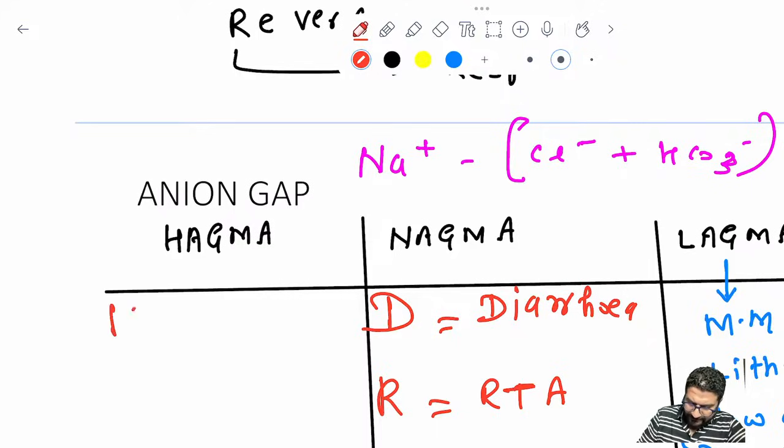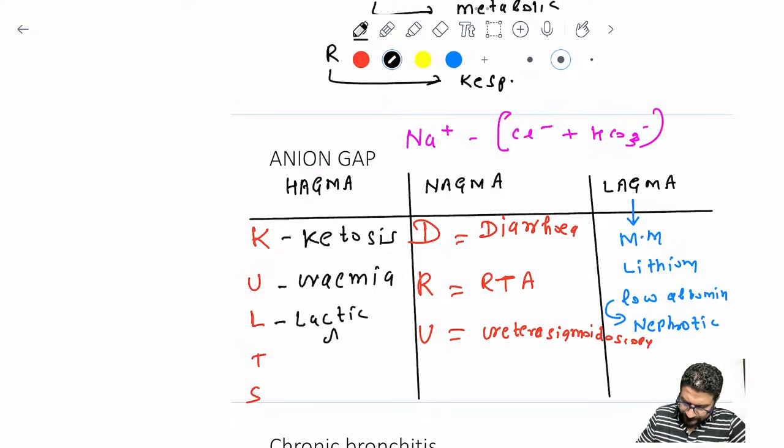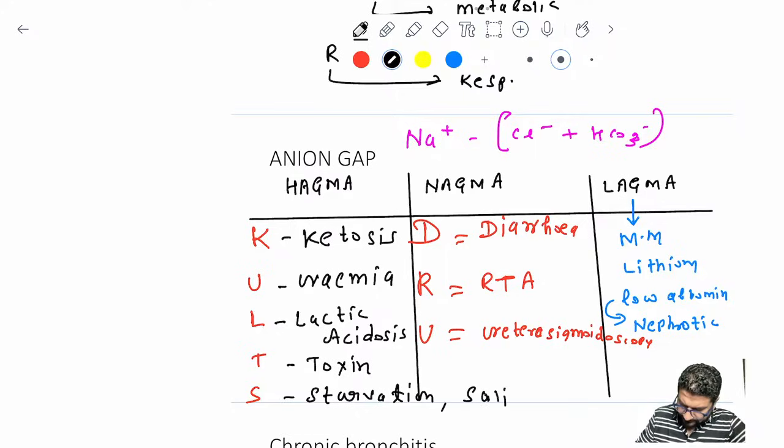And HAGMA you will see in CULTS. So CULTS means, understand, C is for ketosis, ketosis means DKA. U for uremia, uremia means CKD, AKI, कोई भी डिसीज जहाँ पर यूरेमिया हो रहा है. L for lactic acidosis. T for toxins, and S for starvation and salicylate.